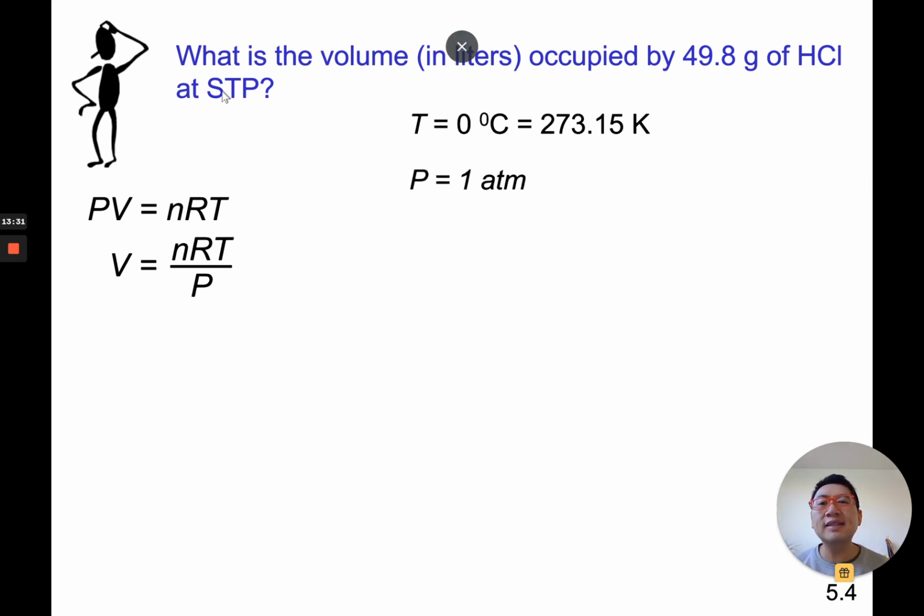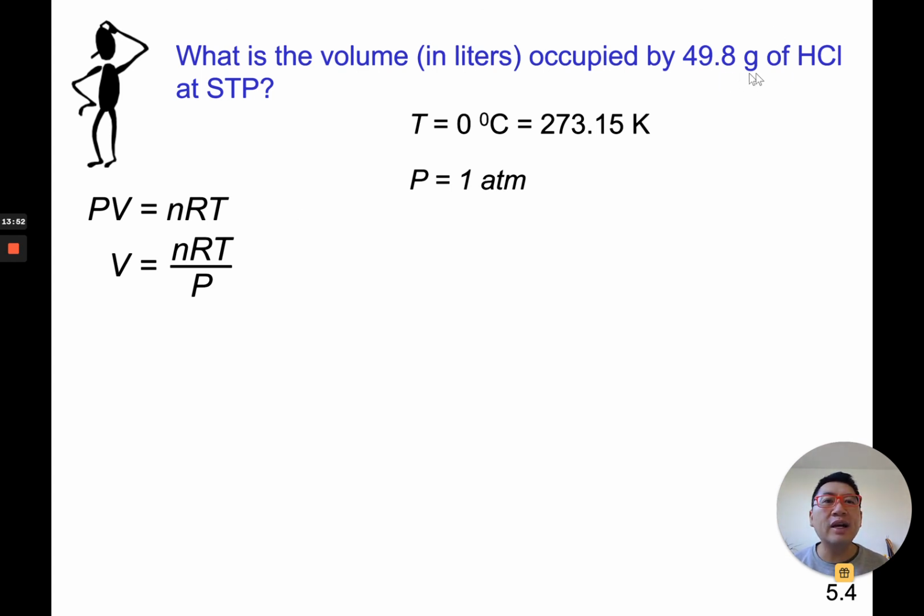It says it's STP. The definition of STP is 0 degrees Celsius, which is 273 kelvins. Temperature always has to be in kelvins, and 1 atmosphere. I know T, I know P, I know R. I just need to find n. Well, I know how to find n. n stands for number of moles. It's not exactly given, but I can calculate it.